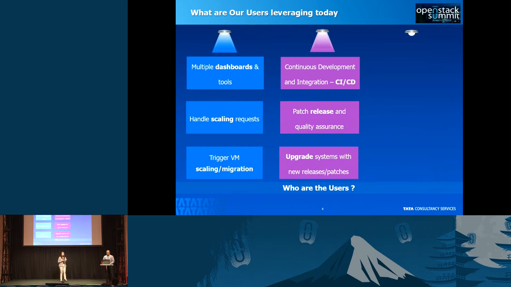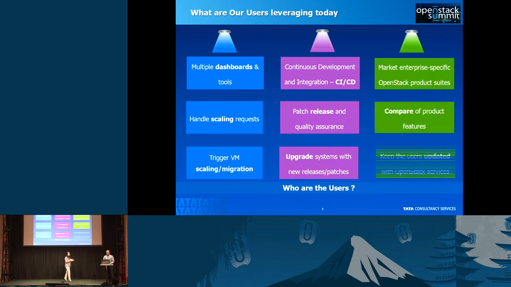The third category of users we have in OpenStack are the general users. As the name suggests, these users are the ones who are using the services that are provided by different OpenStack service providers. By service providers, we mean the business people or the enterprise-specific people who are responsible for planning and strategizing different OpenStack product suites and services. Moving to the next slide.